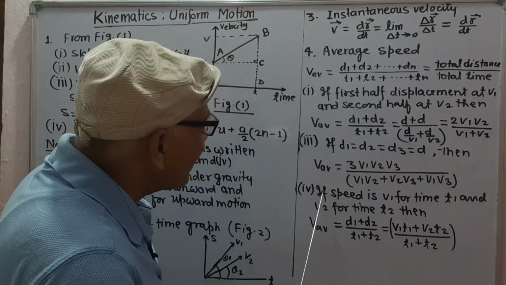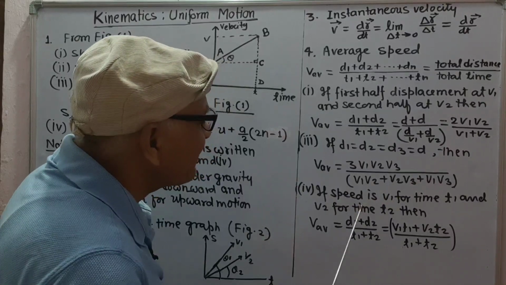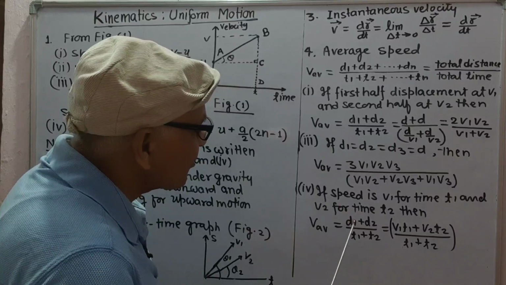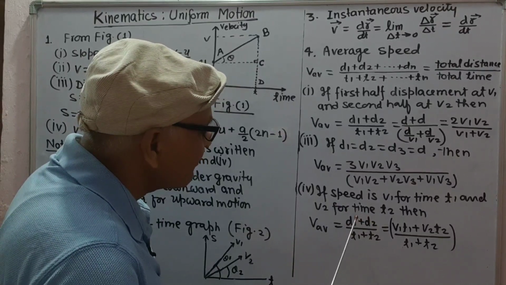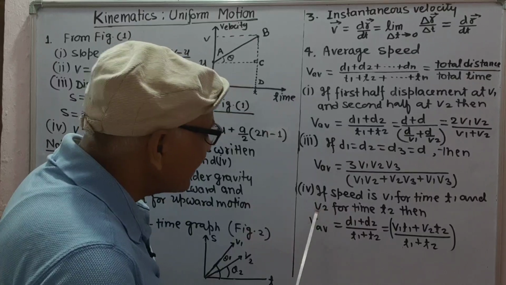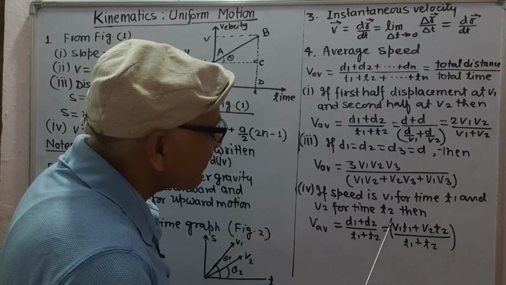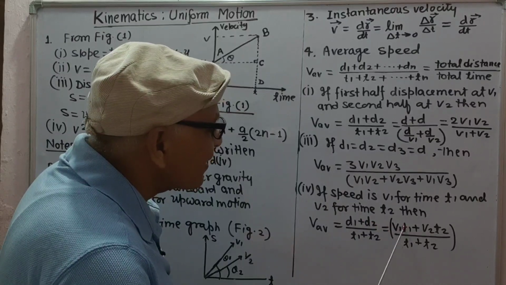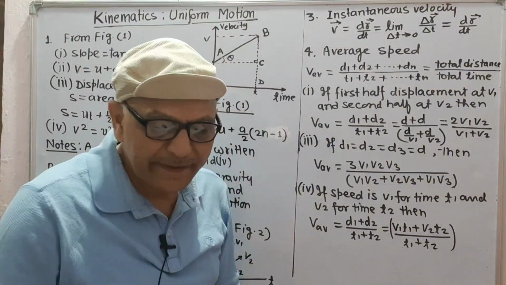Next, if speed is v1 for time t1 and v2 for time t2, then average velocity v average is equal to d1 plus d2 upon t1 plus t2, which gives v1 t1 plus v2 t2 upon t1 plus t2.